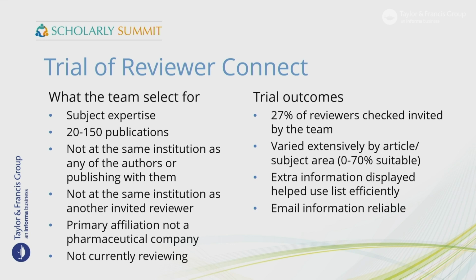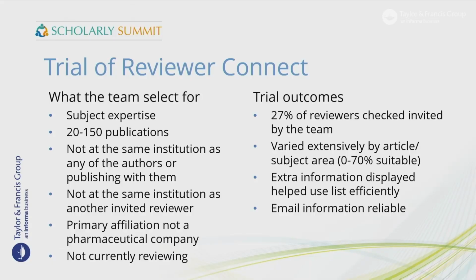And it did vary a huge amount, as it always does, with subject area. If there's a particularly niche article, it can be very difficult for these kinds of automated tools to pick up exactly the right keywords and do the matching quite as well. But on some articles, it was up to 70% of the suggestions were suitable. And the team certainly found that the extra information displayed in the list helped them to use that tool more effectively.